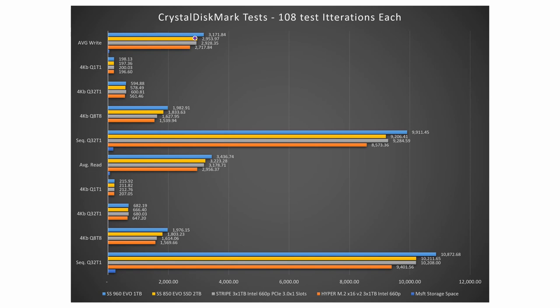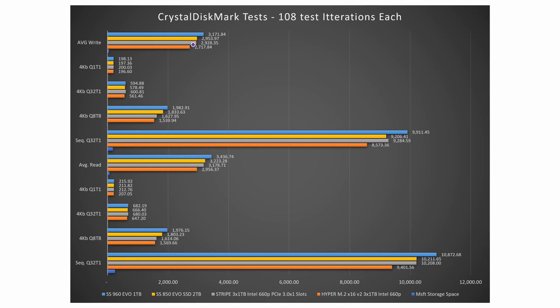If you were looking for cheap, large storage, I think certainly the three Intel 660Ps on a value basis are cheaper than the 850 SSD by quite a bit, actually. And you get the same performance from a write point of view. So that definitely is an interesting option if you're trying to add some fast scratch storage cheaply.